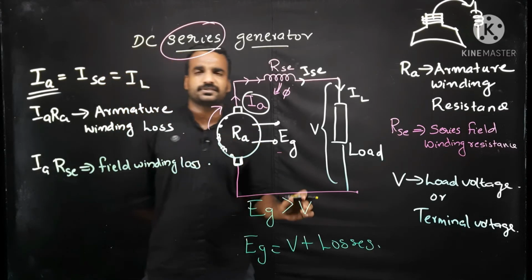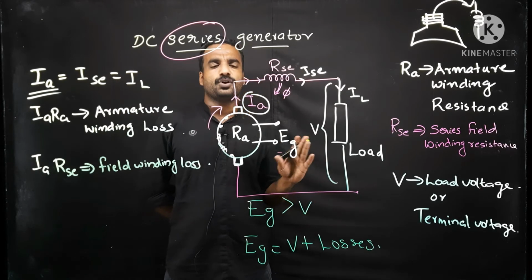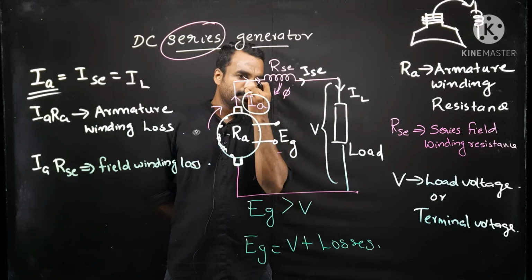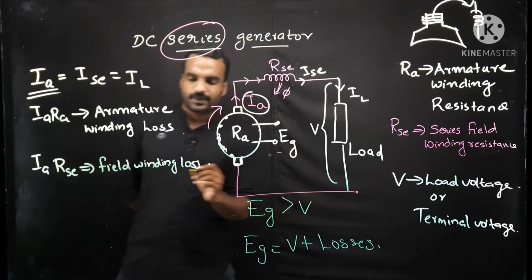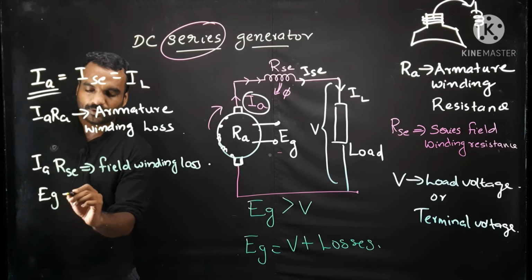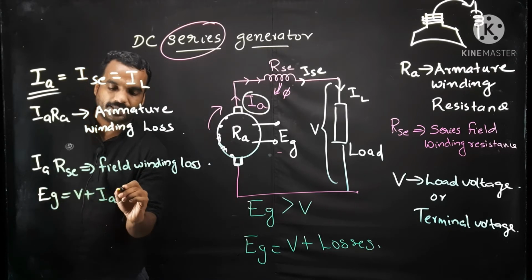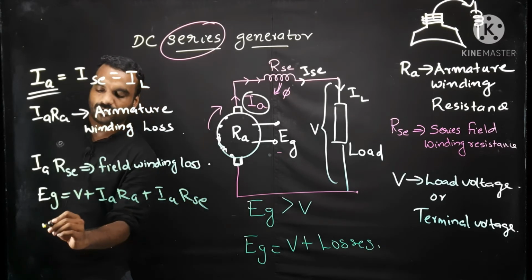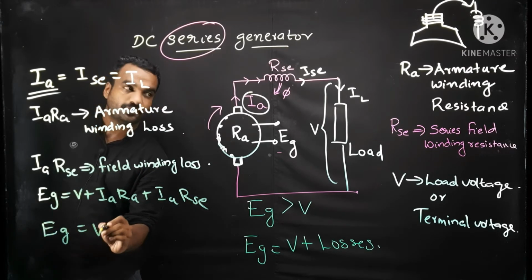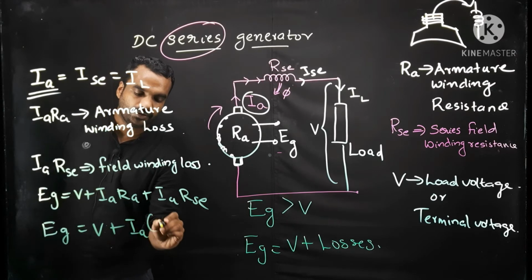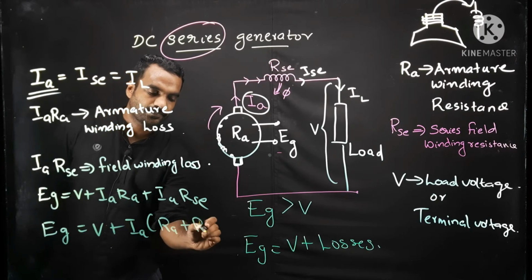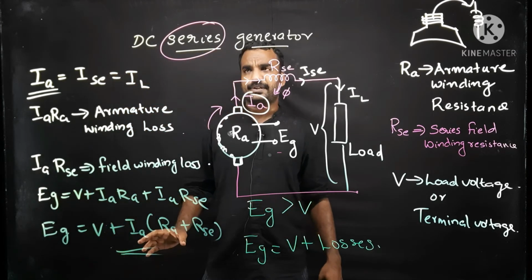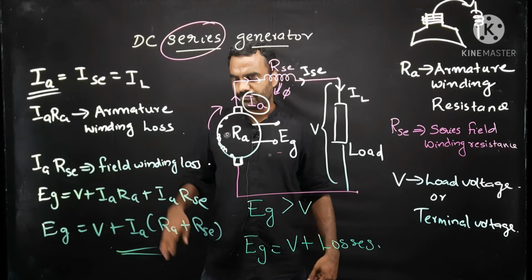Is there any other loss in the series path? No, you cannot see any other loss in the series path. So these two losses are present in between Eg and V. So we can write Eg is equal to V plus IA squared RA plus IA squared RSC. Or we can write Eg is equal to V plus IA into RA plus RSC. This is the terminal voltage equation of this DC series generator.